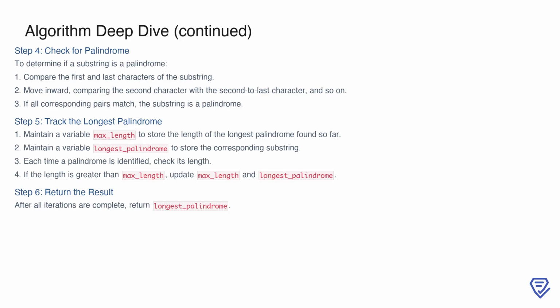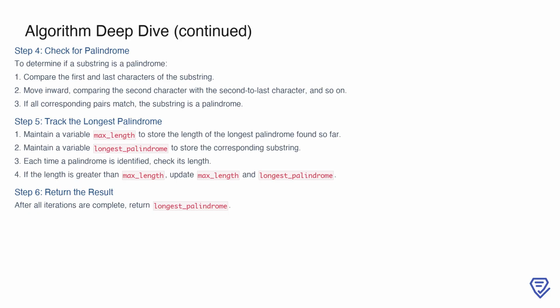Once we have generated a substring, the next step is to verify whether it is a palindrome. To do this, we compare the first and last characters of the substring. If they match, we move inward, comparing the second character with the second to last character, and so on. If all corresponding pairs of characters are equal, then the substring qualifies as a palindrome.